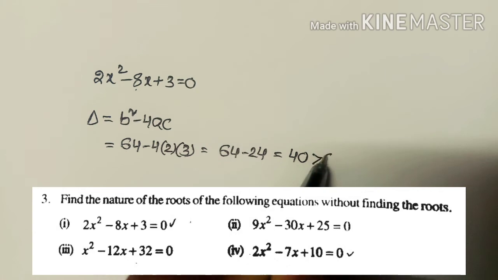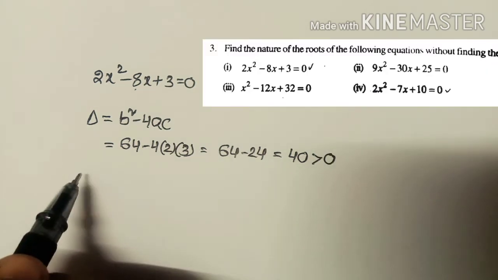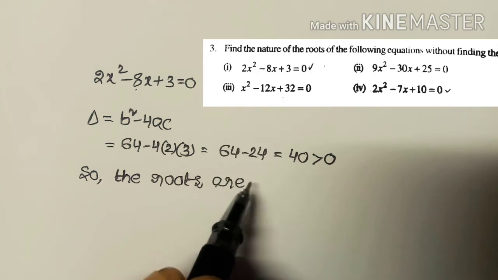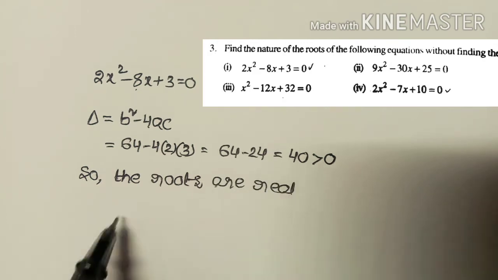So delta is greater than 0. B square minus 4ac is greater than 0. So the roots are real and distinct values.